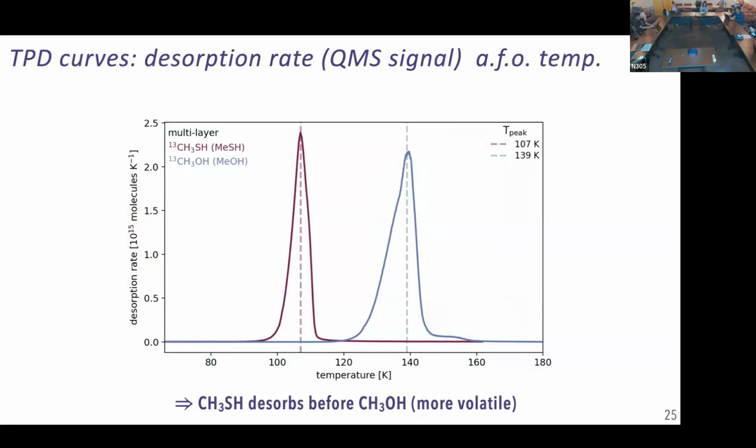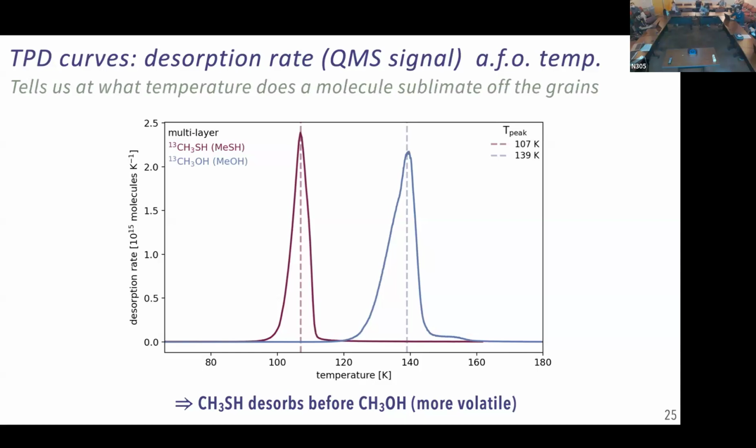So a TPD curve is basically the desorption rate, or the QMS signal, as a function of temperature. To orient you here, I just have multilayer methyl mercaptan versus methanol. On the x-axis, we have temperature. On the y-axis, we have desorption rate. What I just wanted to point out here is that methyl mercaptan desorbs before methanol. And that just means that methyl mercaptan is more volatile.